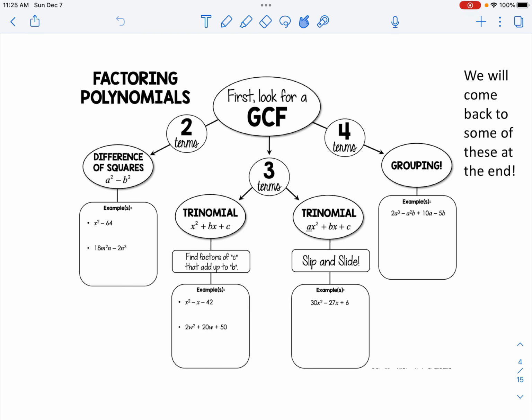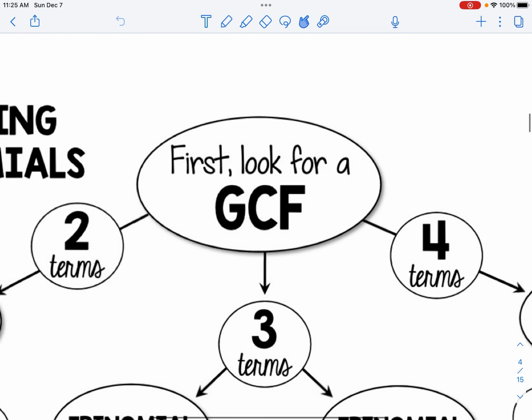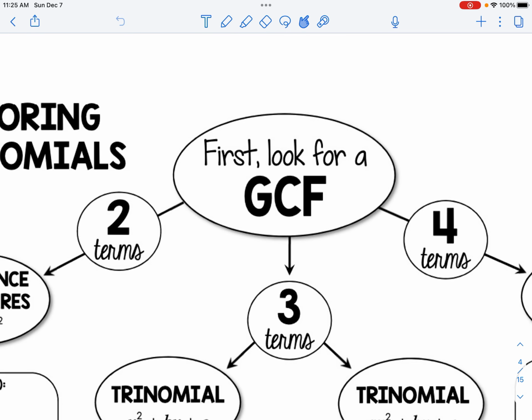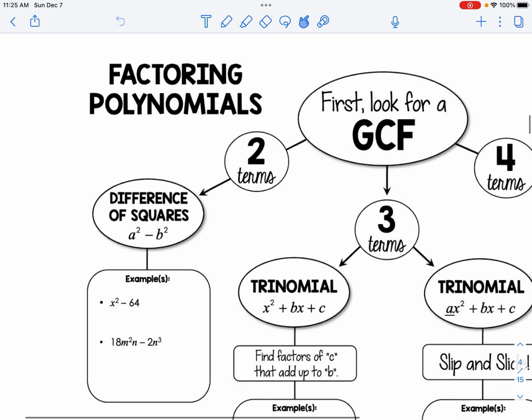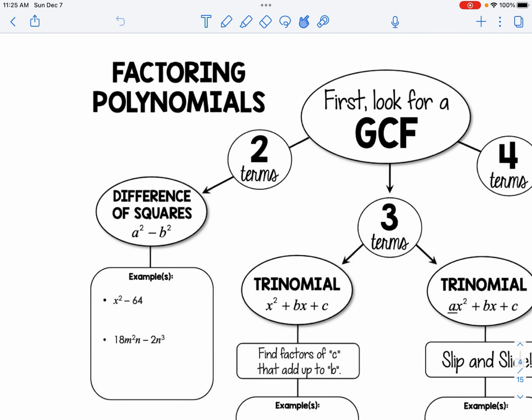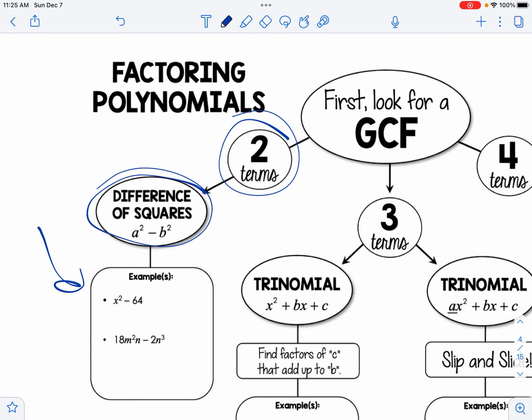So first, we want to look for a greatest common factor. So the very first thing we're always going to start with is, can we find a greatest common factor? And if so, we should factor that out. Then we want to determine, okay, does the polynomial have 2 terms? Like these kinds of problems. And if they do, then check for difference of 2 squares.